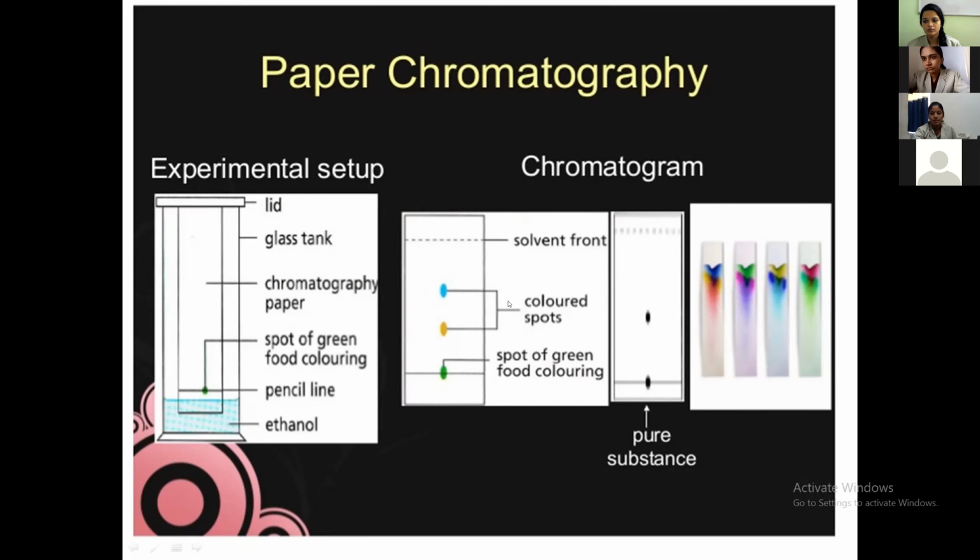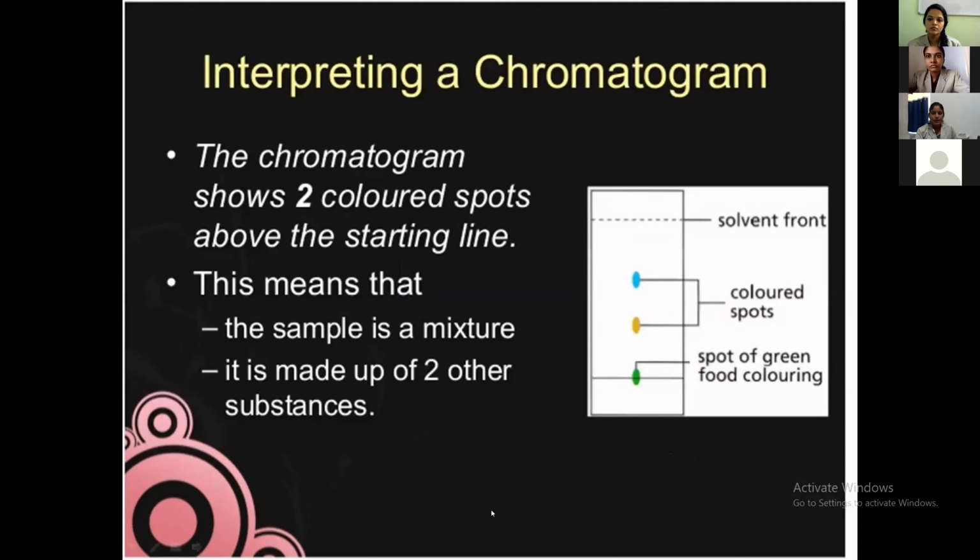Okay, let's interpret a chromatogram now. For interpreting a chromatogram, here in this figure, you can see two colored spots and one spot of green food coloring and a solvent front line. The chromatogram shows two colored spots above the starting line. This means that the sample is a mixture, made up of two other substances.